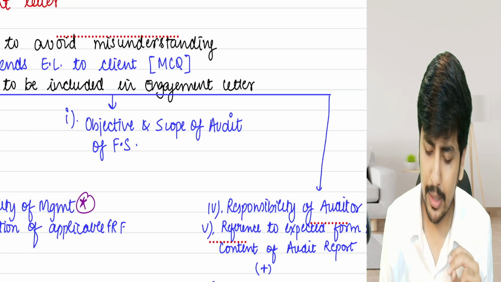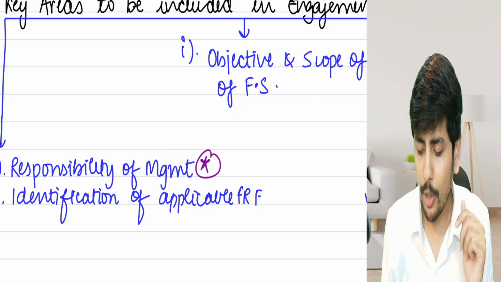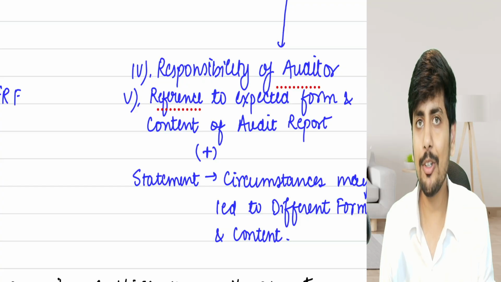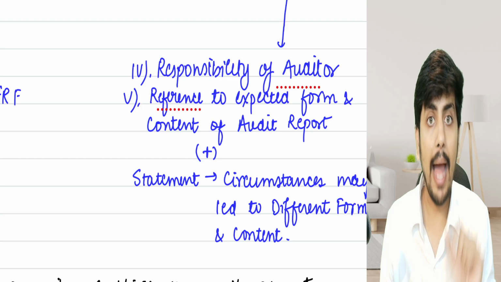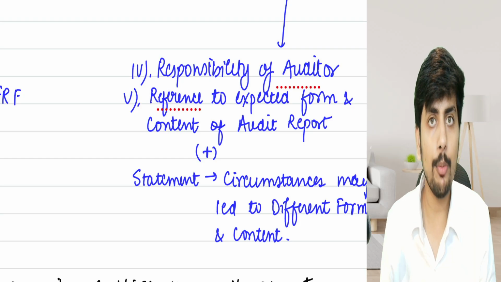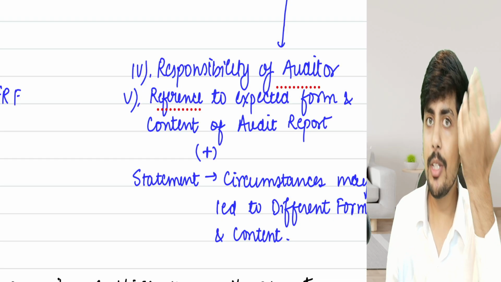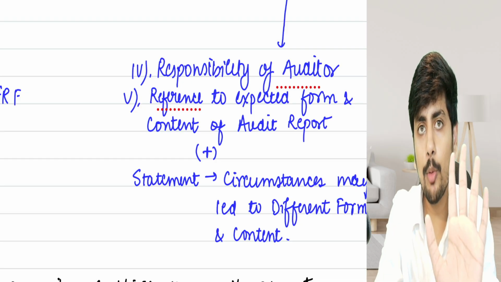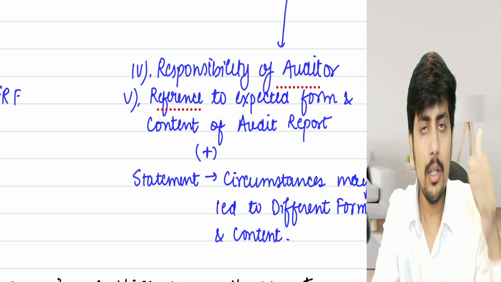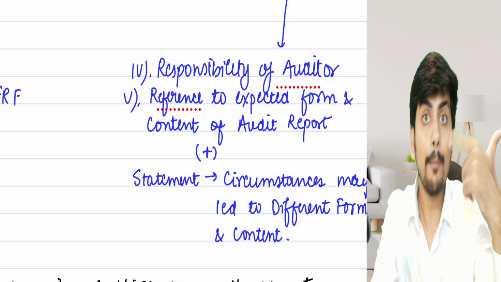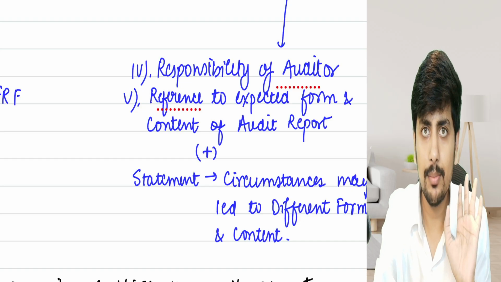Then 2 points are related to the auditor and 2 points are related to management. The 2 points related to the auditor are the responsibility of the auditor and the expected form and content of the audit report, plus a statement that there can be a change in the expected form and content of the audit report if circumstances change.